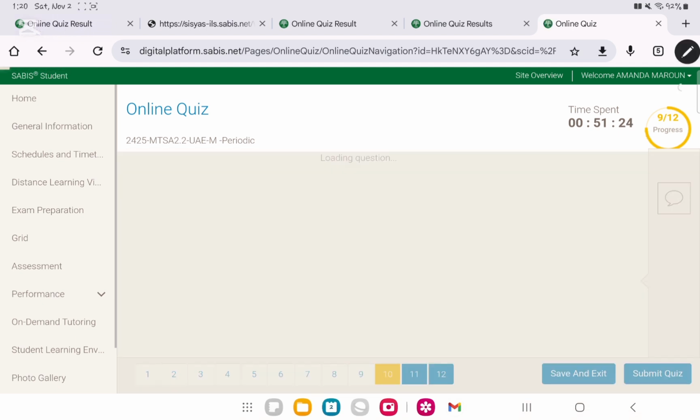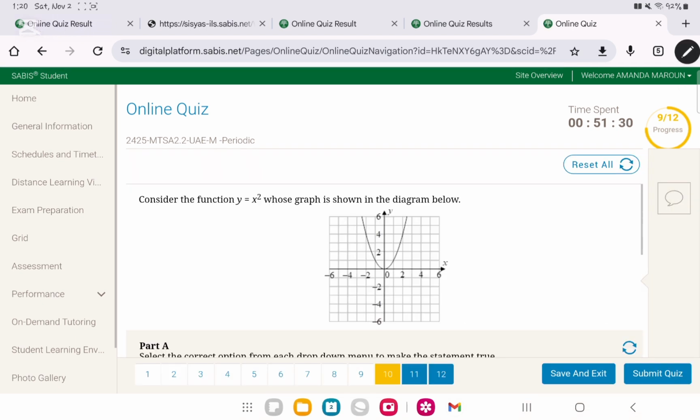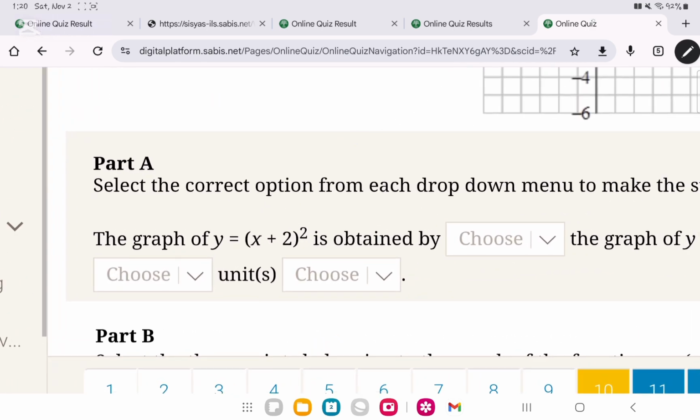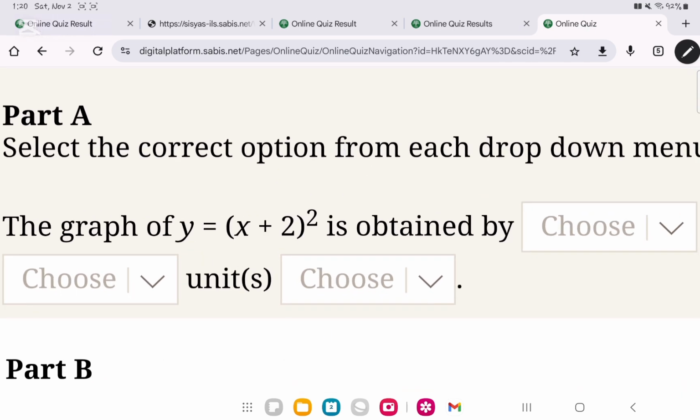Now we move on to question number 10. They told us consider the function y equals x squared. This is the basic parabolic function. They told us the graph of y equals x plus 2 squared. What's happening here? They're adding a number inside of the brackets.